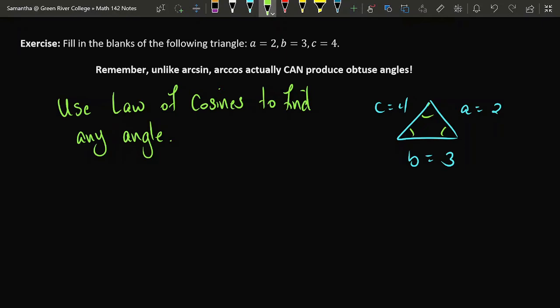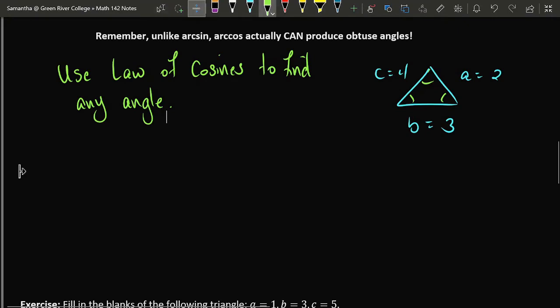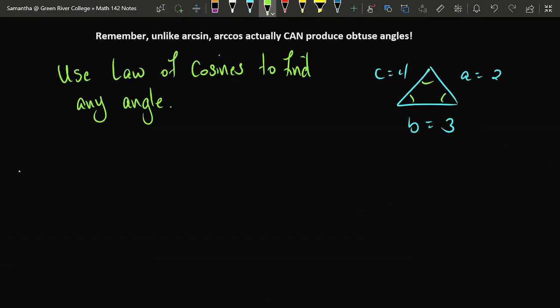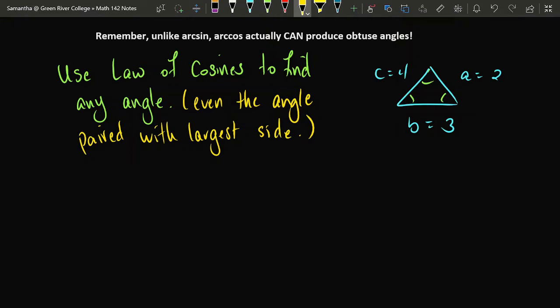We don't have the same issue that we had with law of sines because arc cosine, unlike arc sine, actually was able to output obtuse angles. So law of cosines is really nice in that regard. It can even output obtuse angles. So let me go ahead, for example, and maybe find the value of gamma.